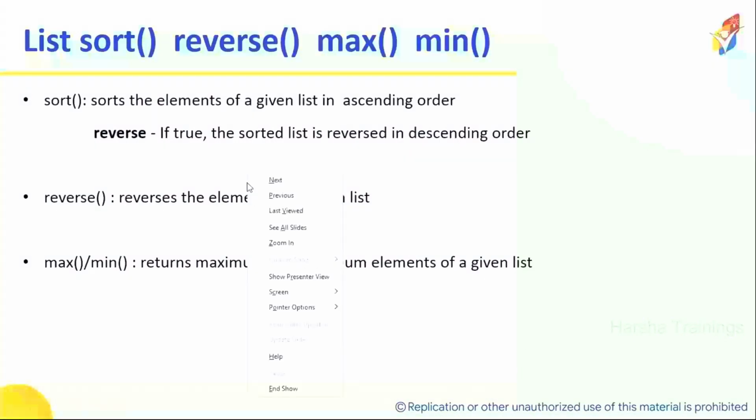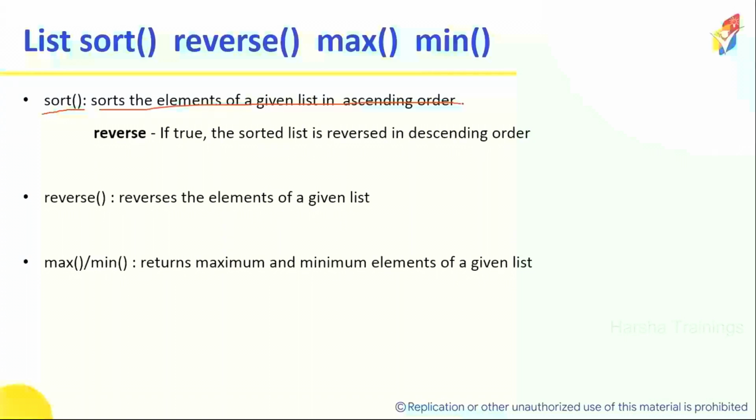Now, if I want to sort the elements in a given list, I can sort the data by using a built-in function called sort. It sorts the elements of a list in ascending order. Sort also has an argument. If I give this argument reverse equal to true, that means it is going to sort the data in descending order. Okay, shall I go for this?